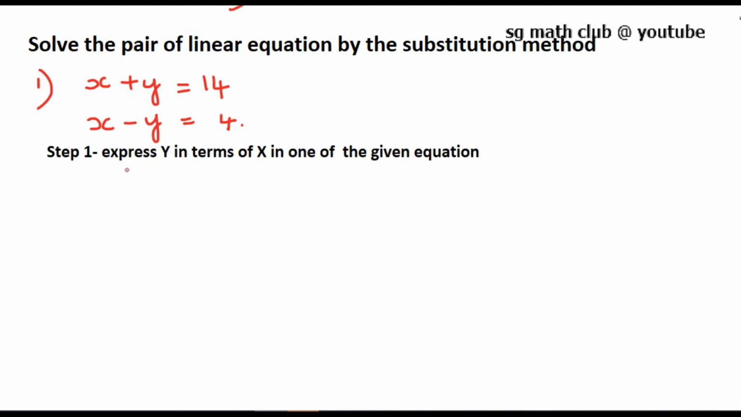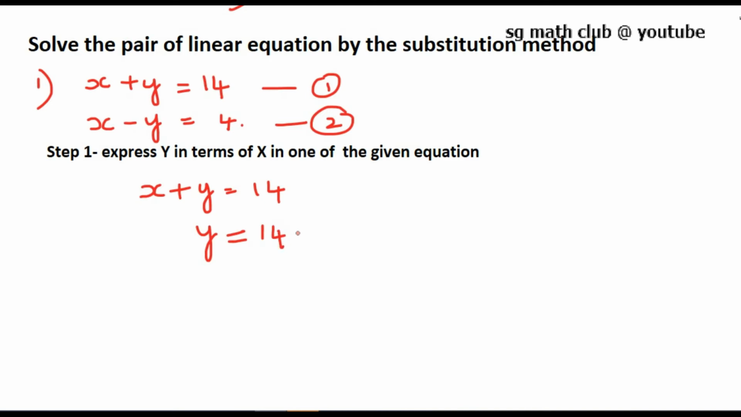The first step is to express y in terms of x in one of the given equations. Let this be equation number 1 and this be equation number 2. I am taking the first equation, x plus y equal to 14, and I am going to express y in terms of x. When I take x to the right hand side, it will become 14 minus x. Let this be equation number 3. So the first step is over: y equal to 14 minus x.